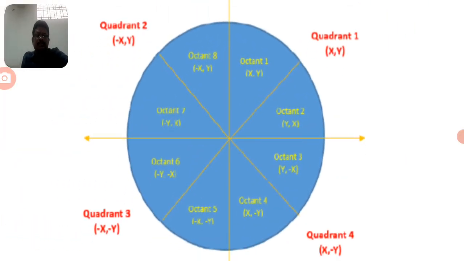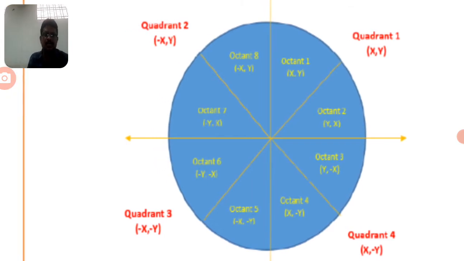We already discussed this previously. That is quadrant 1, quadrant 2, quadrant 3 and quadrant 4, taken in the anti-clockwise direction. The quadrant 1 coordinates are x, y, both positive. Quadrant 2 has a negative sign assigned to the x coordinate and a positive y coordinate, that's why it is minus x, y. Quadrant 3 has both negative values, minus x, minus y. In quadrant 4 the x coordinate is x and the y coordinate becomes minus y.